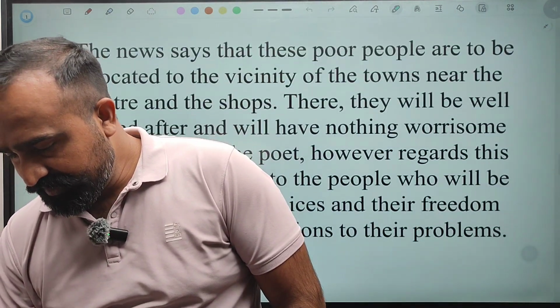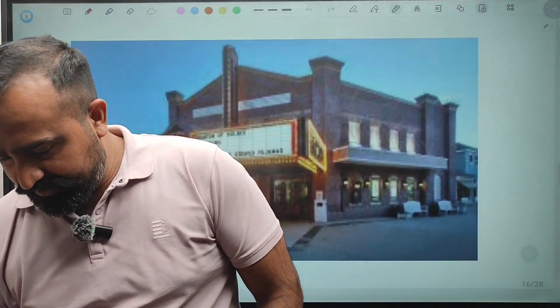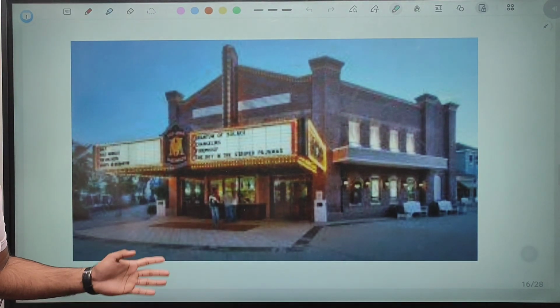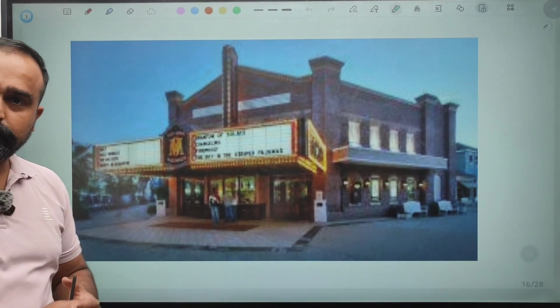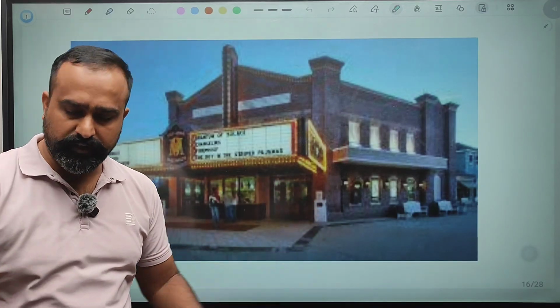Then this is the promise, the picture they have made. Theater will be there, good stores will be there, your life will be cool and all.